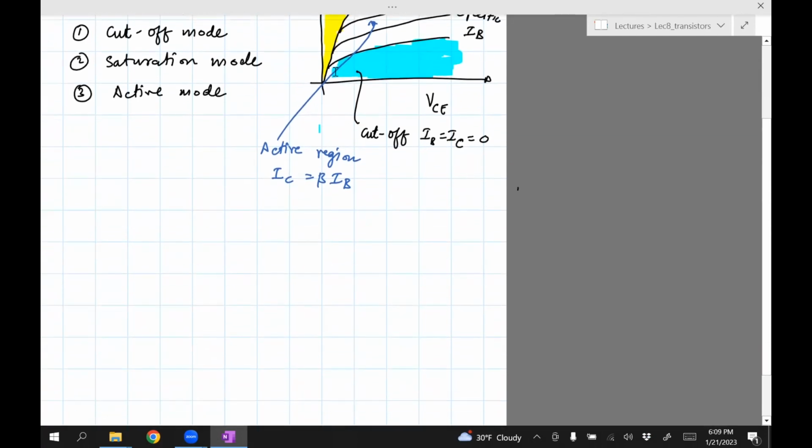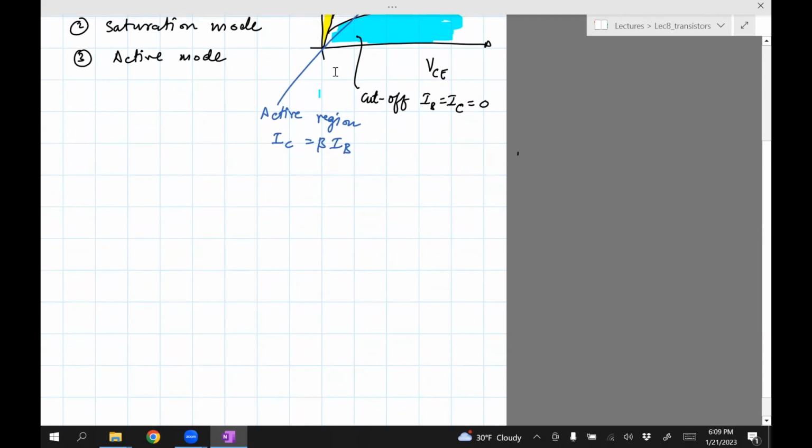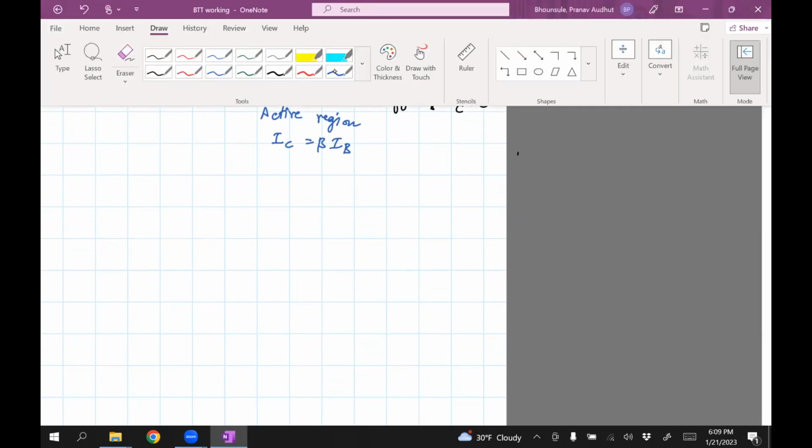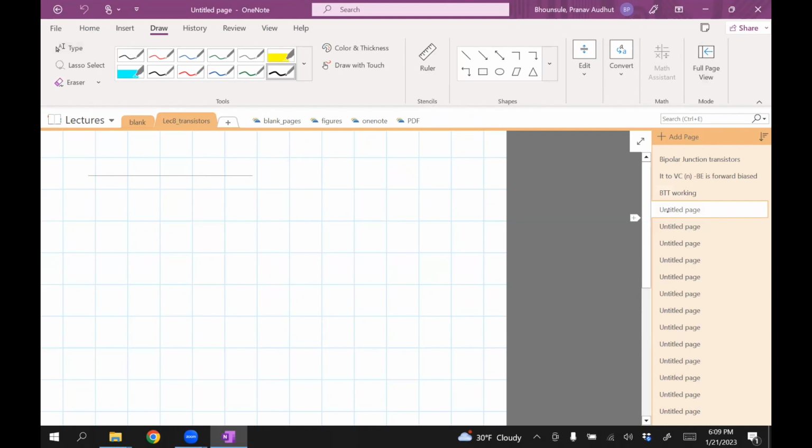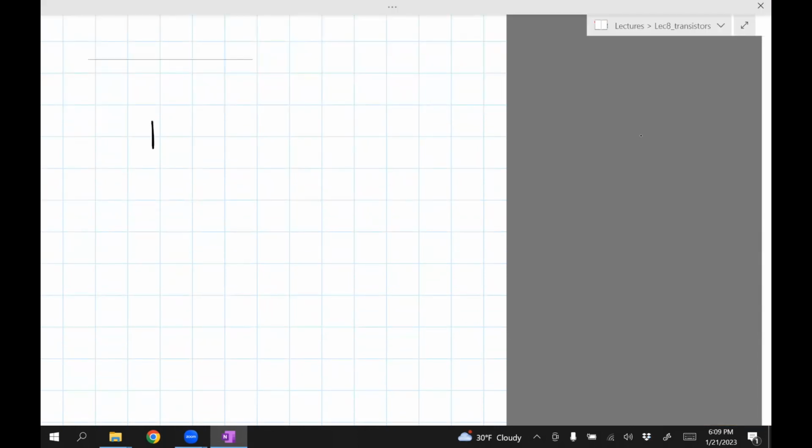So I'm going to draw a very basic circuit for a transistor, and then we'll see how these modes are used effectively for controlling something. So let's draw the NPN transistor first. Connect it to a battery. Then connect the collector to a resistor. So this is the collector connected to a resistor, let's say RC.